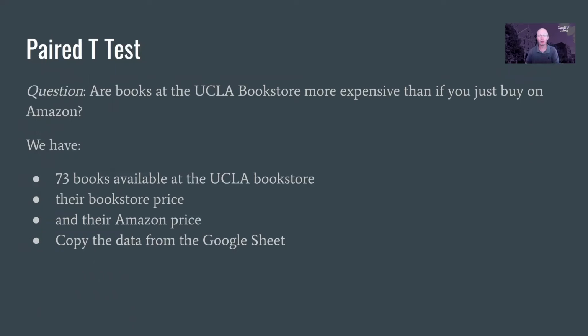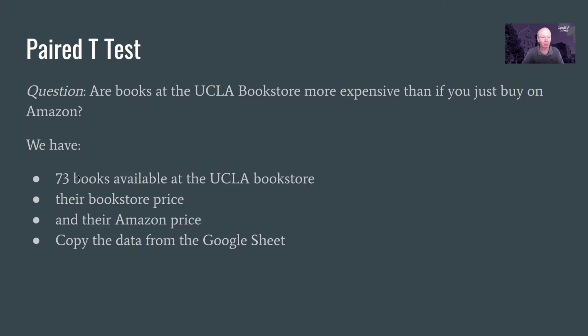Now, of course, you can look through the data set and you can find a book that is more expensive at the UCLA bookstore than Amazon. But that's an anecdote. We need to look at the whole collection of data that we have and say, hey, on average, is the average that we found here so statistically absurdly big for the difference between these book prices that we can now say the bookstore is more expensive?